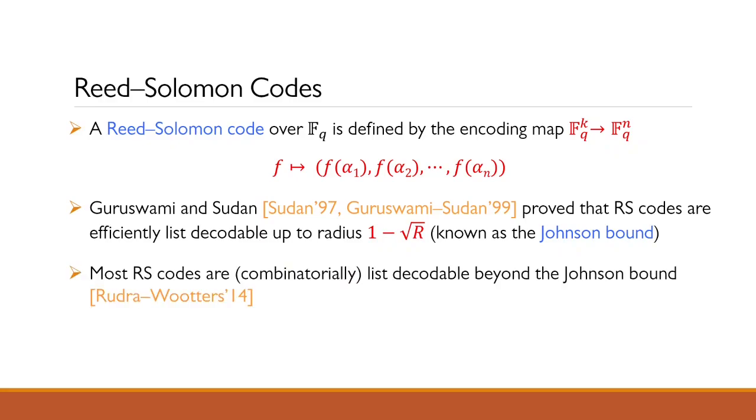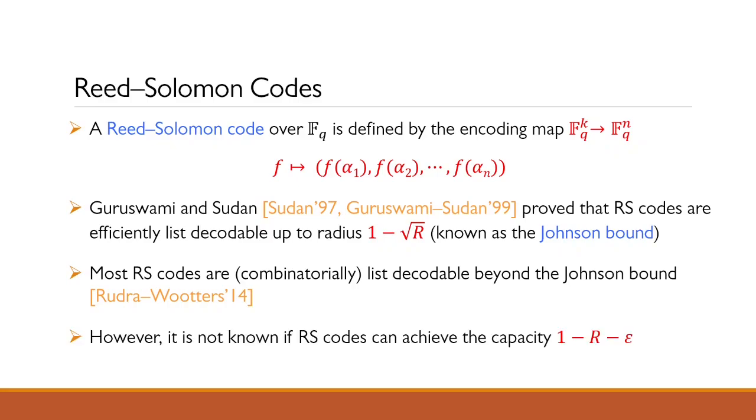Rudra and Wootters were the first to prove that, with high probability, a random Reed-Solomon code is combinatorially list decodable beyond the Johnson bound. It's combinatorially list decodable in the sense that we have a good bound for the list size, but not necessarily an efficient list decoding algorithm. So we know random Reed-Solomon codes can go beyond the Johnson bound. However, it's still an open problem whether random Reed-Solomon codes can achieve list decoding capacity, let alone constructing explicit Reed-Solomon codes that achieve the capacity.